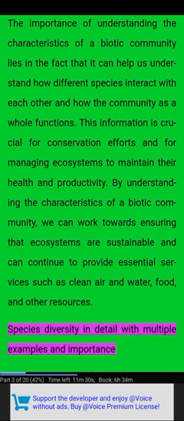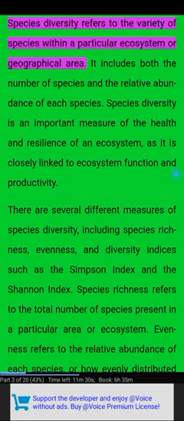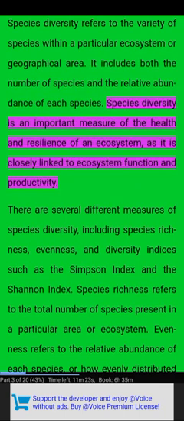Species diversity in detail with multiple examples and importance. Species diversity refers to the variety of species within a particular ecosystem or geographical area. It includes both the number of species and the relative abundance of each species. Species diversity is an important measure of the health and resilience of an ecosystem, as it is closely linked to ecosystem function and productivity.